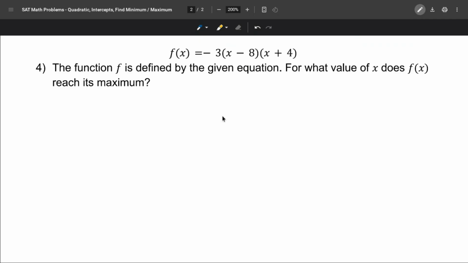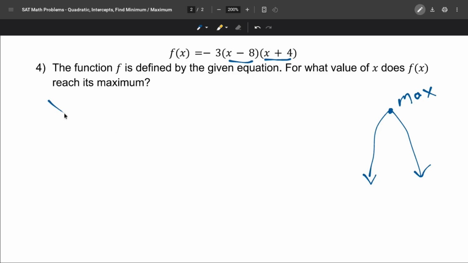All right, this last one, f of x equals -3 times the quantity x minus 8, which is a factor, times the quantity x plus 4, which is also a factor. Since the function f is defined by the given equation, for what value of x does f of x reach its maximum? Again, this -3 in front, the negative number in front, will make it open upside down, so you'll have a max at the vertex, a local maximum, or an absolute maximum, really, in this case.